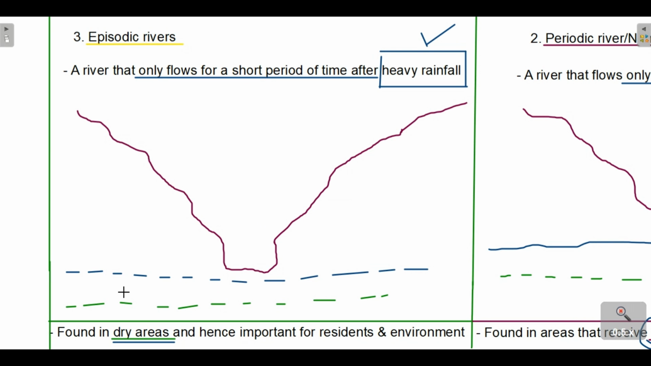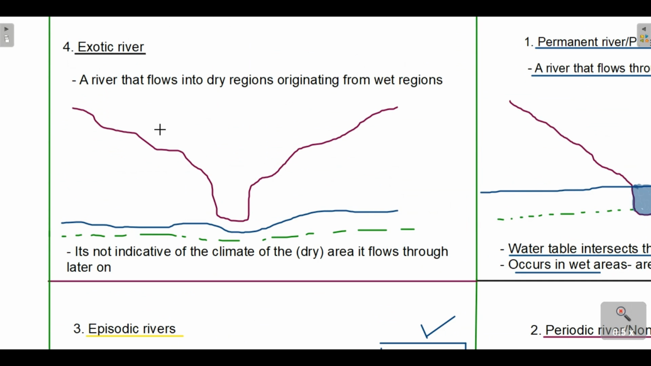Okay, so let's talk about the water table. The water table, as I said, guys, is below the riverbed. It does not intersect the riverbed in both seasons, in both the rainy and the dry season. It's always below the riverbed. This river cannot sustain itself because there's not sufficient water for its water table to rise or intersect the riverbed. And then an exotic river is a river that flows into dry regions, having originated from wet regions.